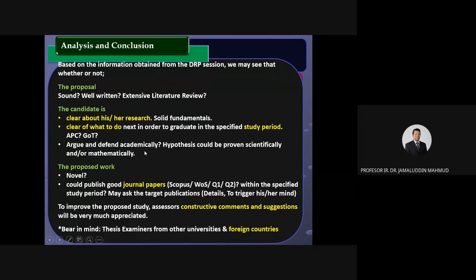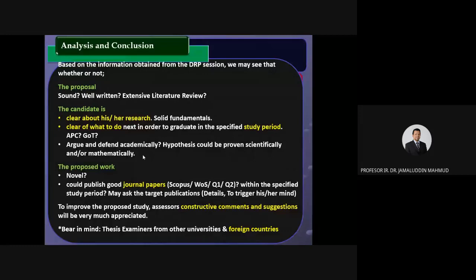If you ask a question and the candidate keeps saying "I think," that is not academic, because when he mentions something, it must be based on facts, references, or figures. That's how the candidate should argue or defend his thesis. And whatever the candidate intends to do, the hypothesis must be provable scientifically or mathematically. If we can instill this into the candidate's mind, it will be very good, because we do not want this question being imposed during the viva.